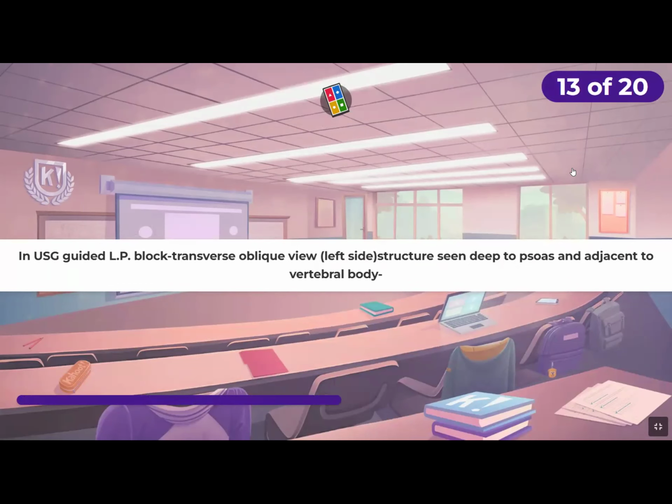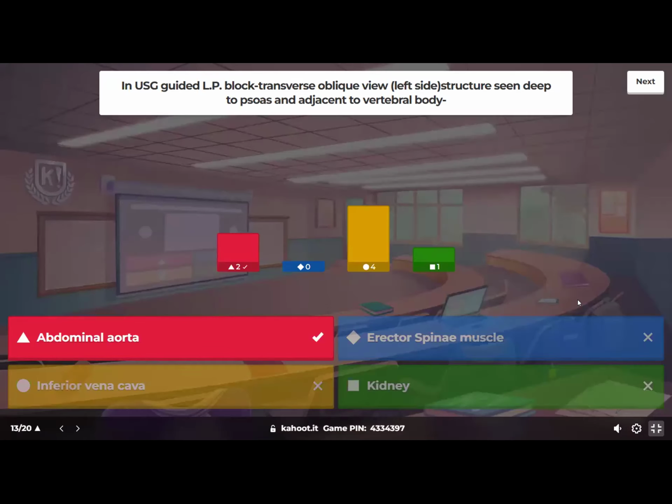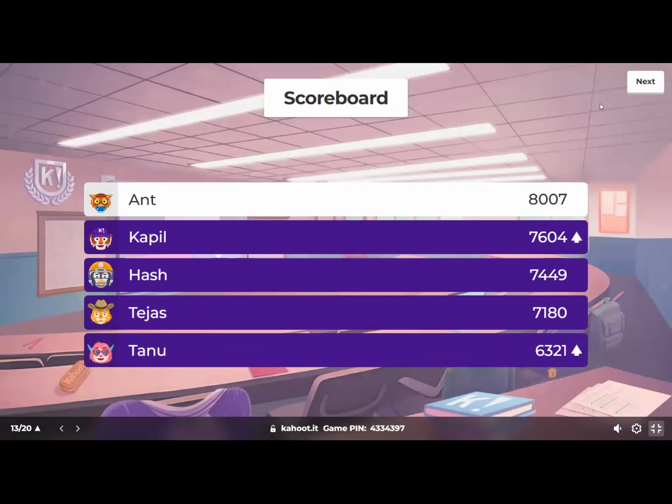Comes my favorite one. In USG guided LP block, transverse oblique view from the left side, the structure seen deep to psoas and adjacent to the vertebral body is... Specifically on the left side, huh? Abdominal aorta, actually. Let's see. Yeah, the game has changed. Now Ant and Kapil are leading.